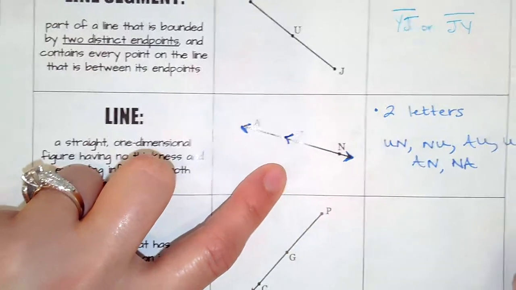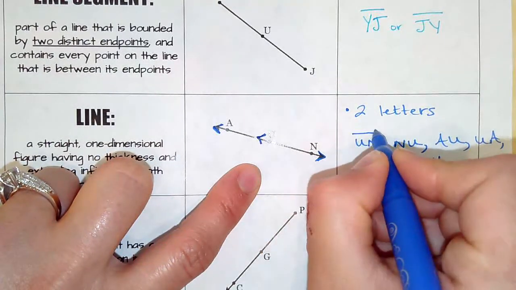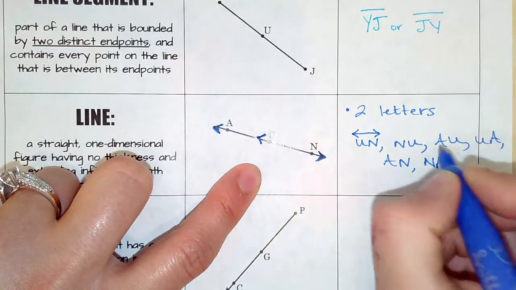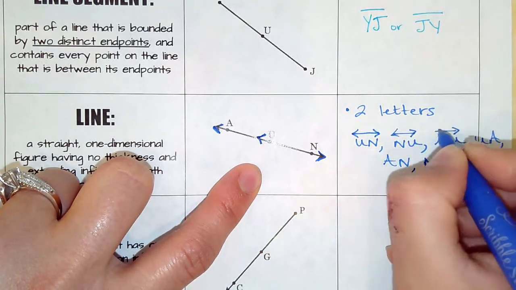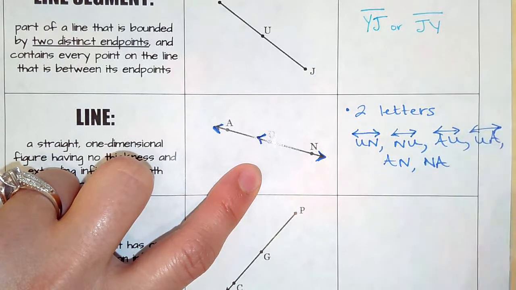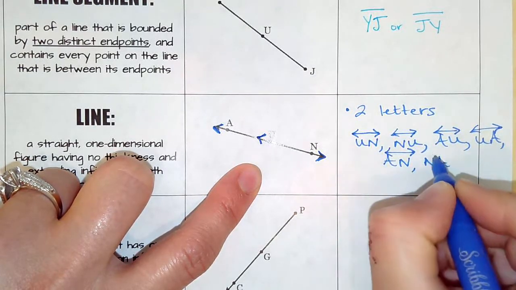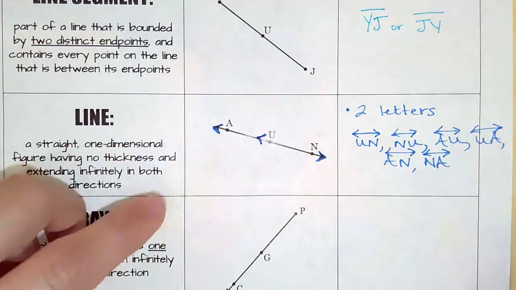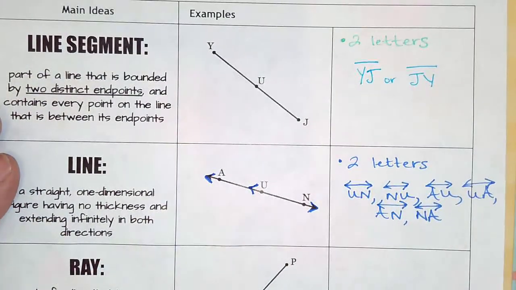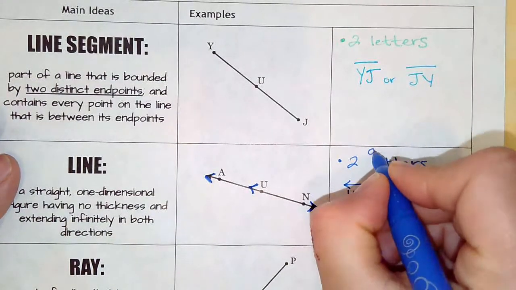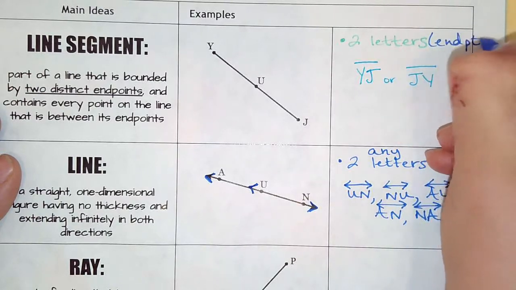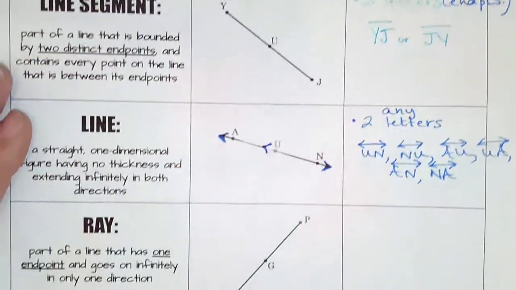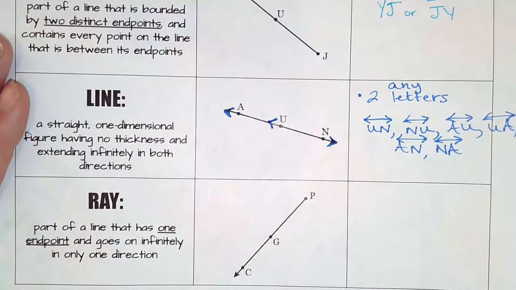Now, the symbol you put above the letters is a line with an arrow on each side. So it'd be line UN, line NU, line AU. You get the point. Okay, so for a segment, you have to use the two endpoints. And then a line is any two letters.